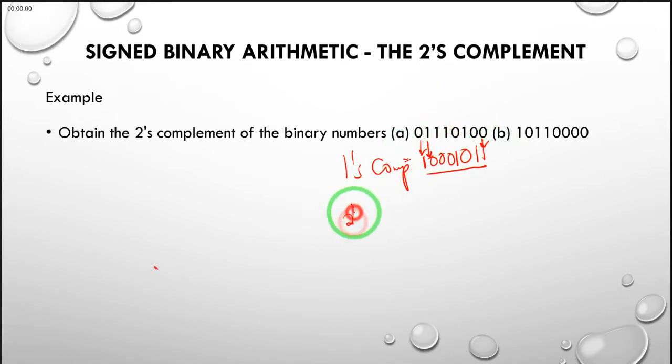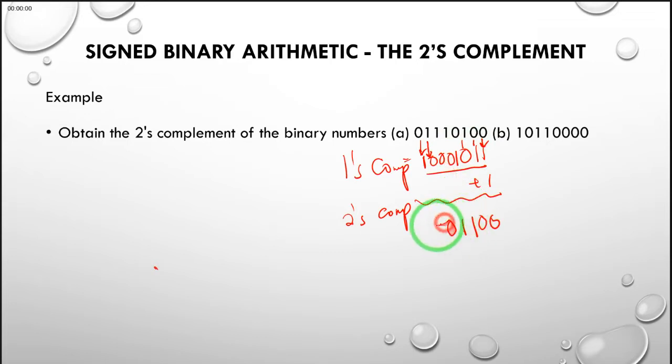Therefore, to obtain the 2's complement, we simply add 1 to the 1's complement. 1 plus 1 is 0, carry 1. Then 1 plus 1 becomes 0, carry 1. 1 plus 0 is 1. Everything else remains the same: 1 0 0 0 1. So this is the 2's complement of that number, and we can follow the same very simple procedure for the other example.